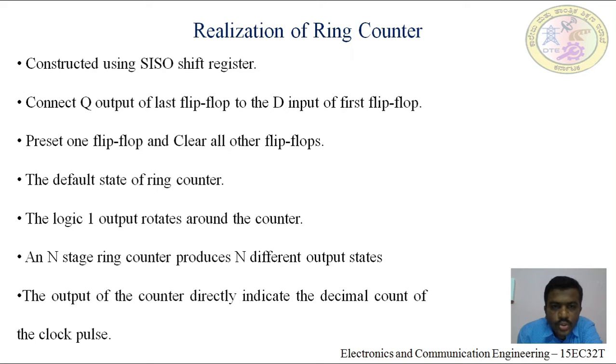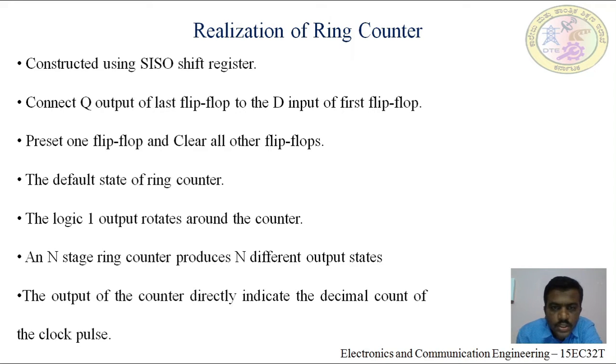After creating the default state for the ring counter, Q output of the last flip-flop will be connected to the data input of the first flip-flop. When the clock pulses are applied, the logic 1 output present at the output of the first flip-flop will be shifted to the output of the second flip-flop and the output of the first flip-flop will be reset. When the next clock pulse is applied, the output of the third flip-flop will be set. In this way, the logic 1 output starts to rotate around the ring counter on application of the clock pulses.